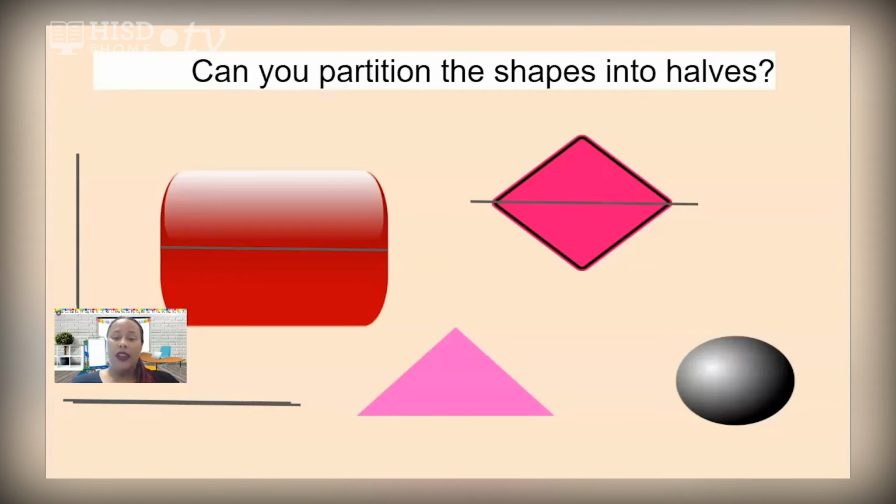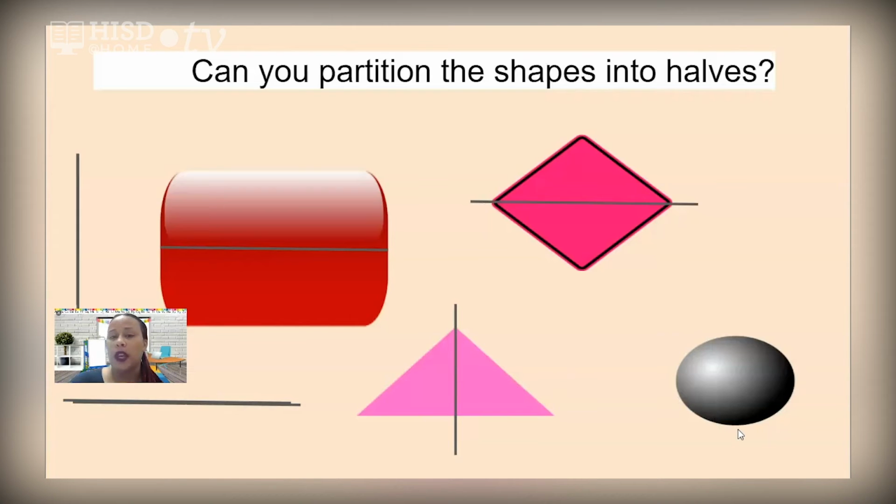What about the triangle? Could we do a line going across the triangle to show halves? No. If we want to show halves for that triangle, that means we should be able to fold it in half and get the same amount. So we have to put the line going straight up and down. Now, do you see a half on each side?